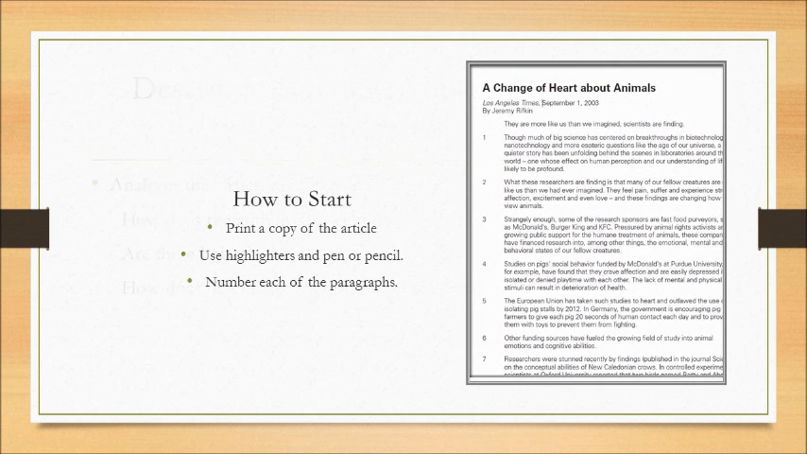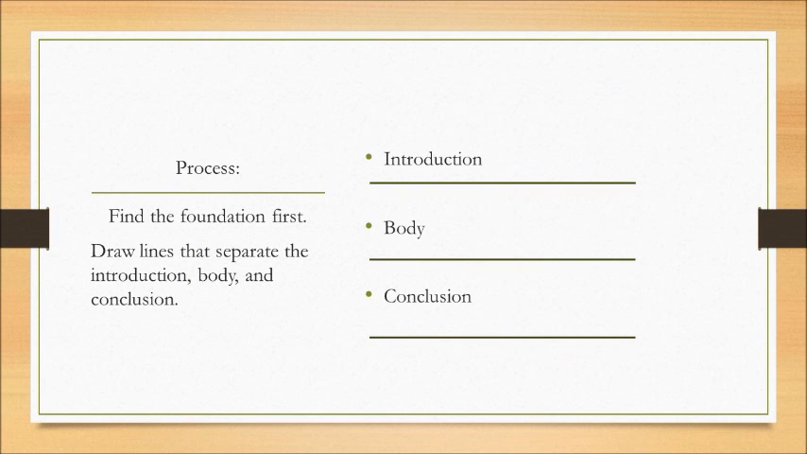To begin, define the basics first. Start with a printed copy of the article and grab a highlighter or two and a pen or pencil. Number each paragraph in the article if it has not already been done for you. Step 1 is to find the introduction's end and draw a line under that paragraph.